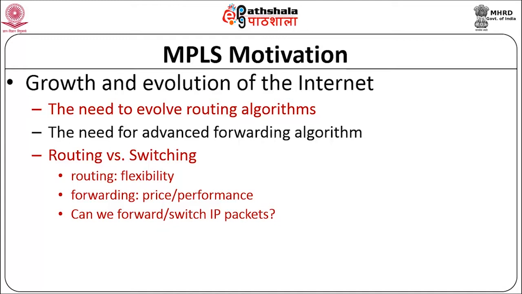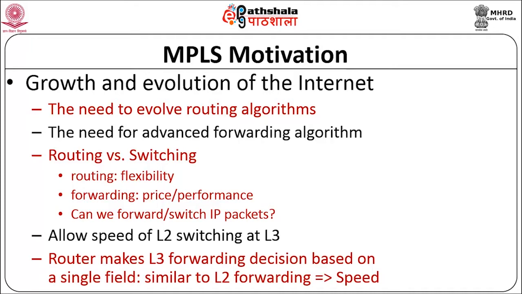So we need to understand this debate correctly and take advantage of the techniques that are there in both the mechanisms. Ideally what we would like to do is have the speed of L2 switching at L3. If you have layer 2 switches, you know that they switch at a very fast rate. So you would like to ideally have that kind of switching at L3 as well. To make that happen, what we would like is that if the router can make the L3 forwarding decision based on a single field, it would definitely give rise to a good amount of speed.